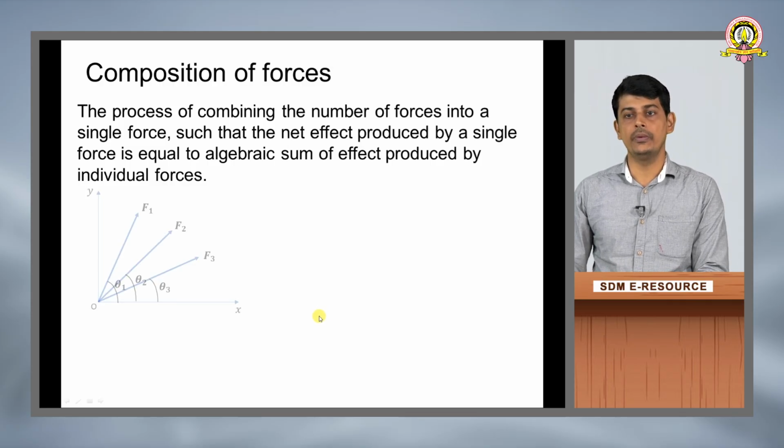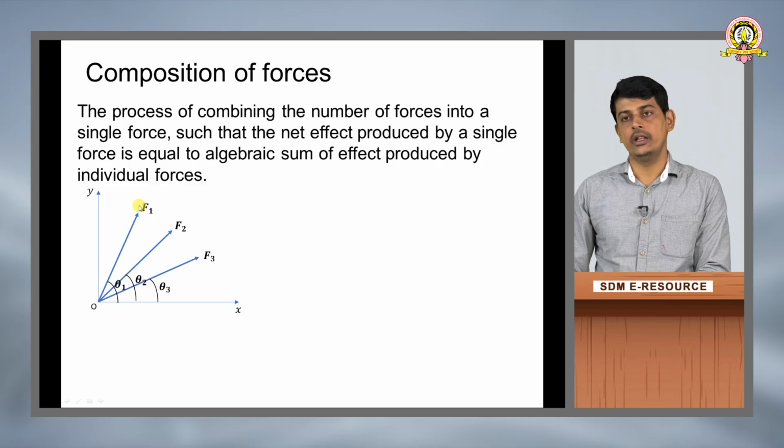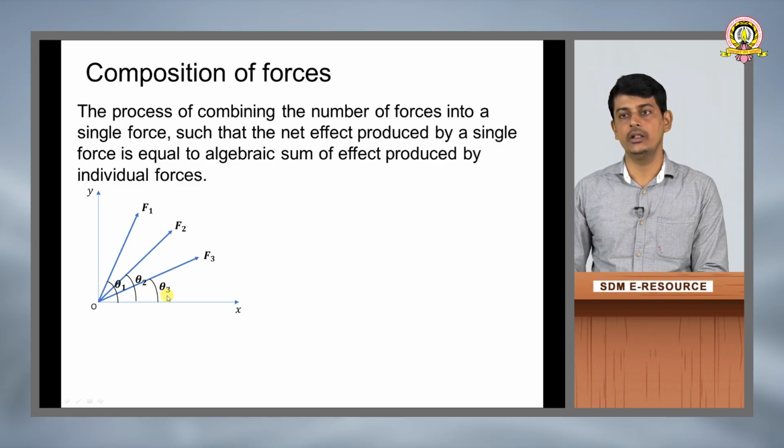Again, I will take an example. I have a body. On that body, I am going to consider a point O. On that point O, 3 forces are acting: F1, F2 and F3. Force F1 makes an angle theta 1 with respect to the horizontal axis. Similarly, theta 2 and theta 3 are the angles made by forces F2 and F3.